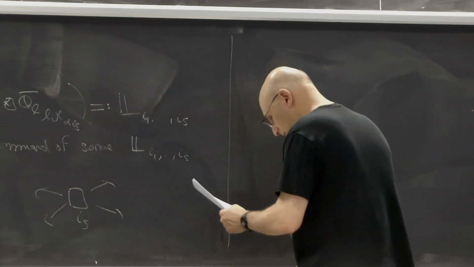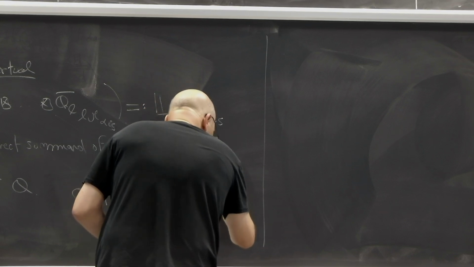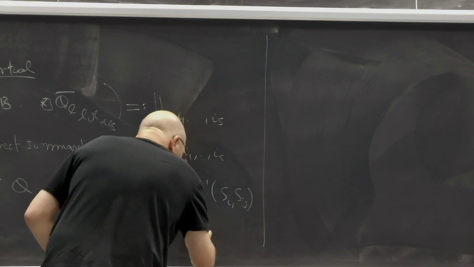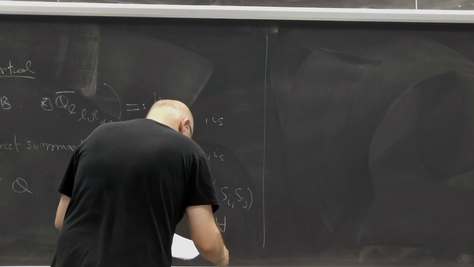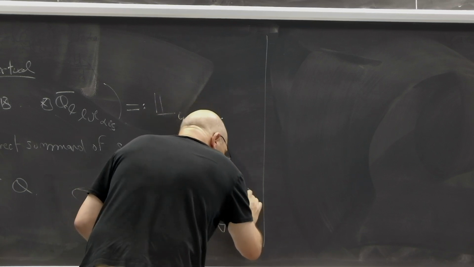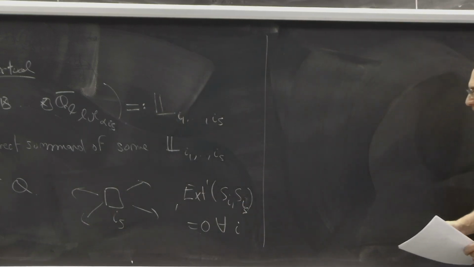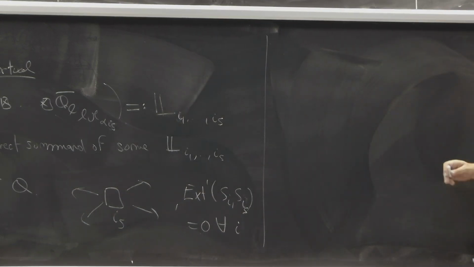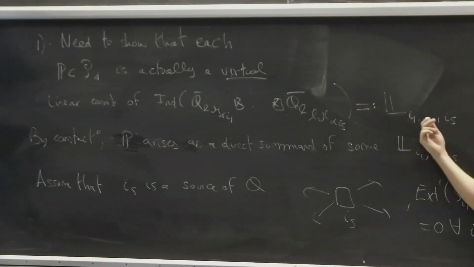So no arrows go inside. Now, if you think about it, another way of saying it is that x1 from Si to Sj is equal to 0, sorry, Is, SIS is equal to 0 for any I. Okay, so now imagine that. So what can we say about P? P arises as this product.